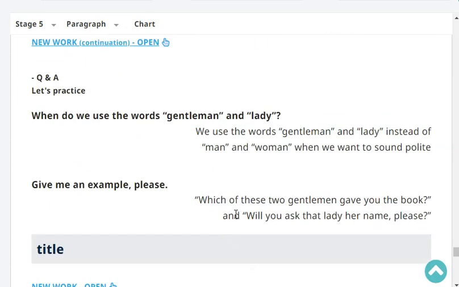When do we use the words gentleman and lady? We use the words gentleman and lady instead of man and woman when we want to sound polite.